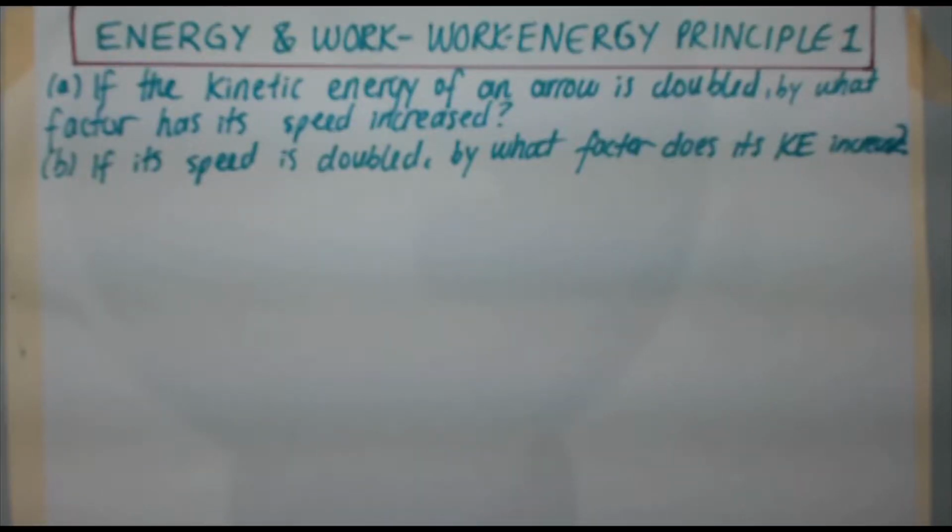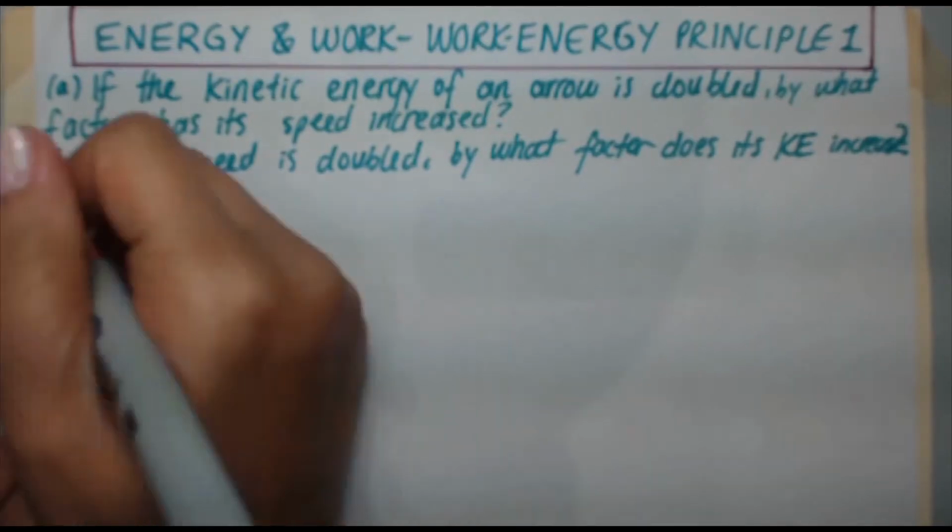Guys, in this video we're going to be looking at energy and work, the work-energy principle. A. If the kinetic energy of an arrow is doubled, by what factor has its speed increased? And B. If its speed is doubled, by what factor does its kinetic energy increase? Okay, so this problem simply comes down to manipulating formulas. So let's start with part A first.